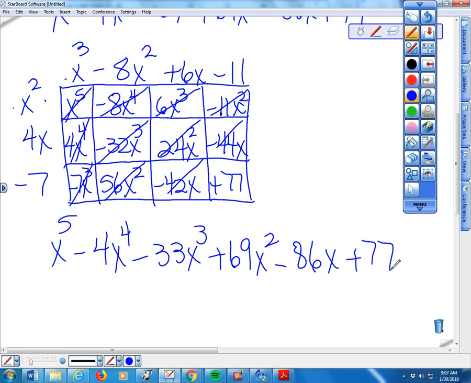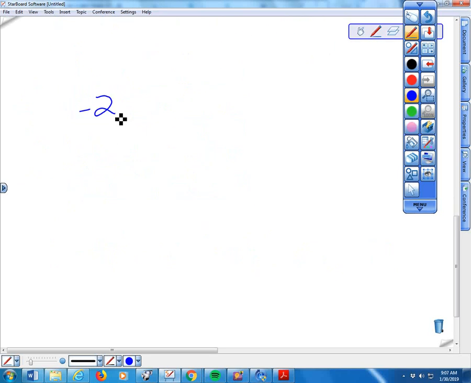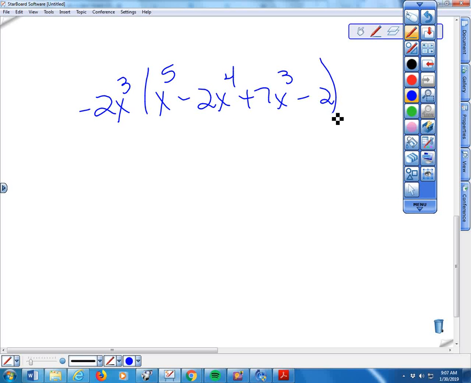Right. Okay. So something else, I guess if you guys know this already, but if I just have one term on the outside, all I need to do is just distribute that term in. It's nothing different than what we've been doing. So you just take negative 2x cubed times x to the 5th to give you negative 2x to the 8th, because you're adding your exponents, and so on.